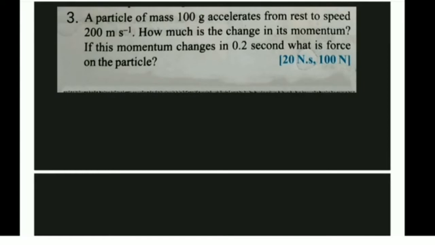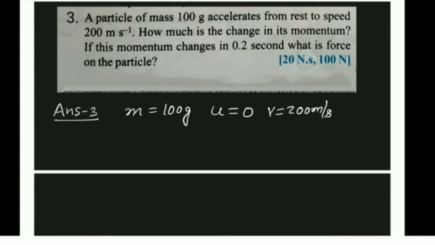Now come to question number 3. A particle of mass 100 gram, so m equals 100 gram, accelerates from rest to speed 200 meter per second. Here the body is starting from rest, so initial velocity will be 0 and final velocity is 200 meter per second. How much is the change in the momentum? So we have been asked what is the change in momentum.